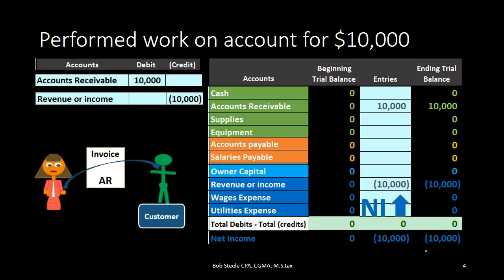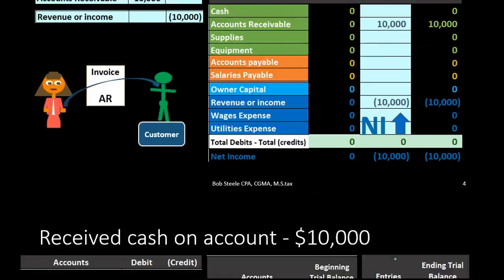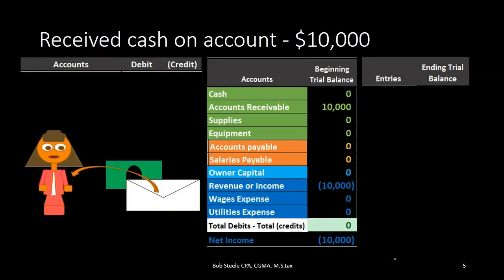Remember that brackets does not mean negative number for us when considering this in the format of debits and credits. It represents a credit. It represents revenue over the debits, the credit of revenue over the debits of expenses by net income of 10,000. Next transaction: receive cash on account 10,000.